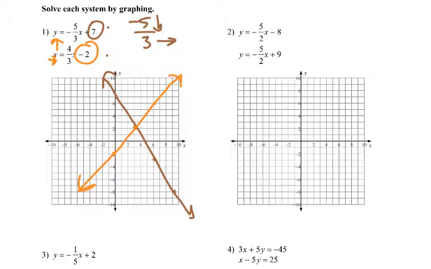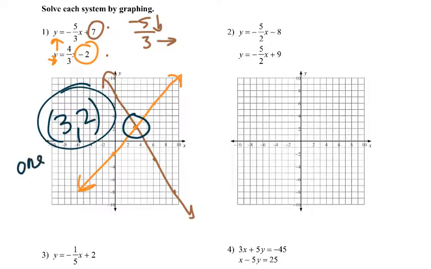Then we look, where do they intersect? Well, that's pretty easy to see. It's that point right there, which would be (3, 2). So my answer is (3, 2). So there's one solution, so it's consistent independent. We don't really have to write that, but just so you remember: one solution, it's consistent and independent.